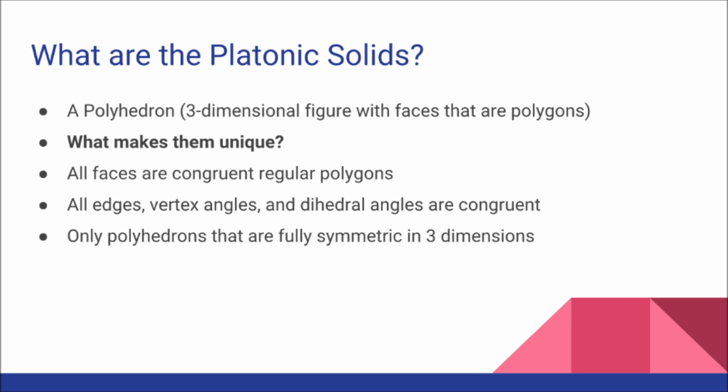Platonic solids are unique because all the faces are congruent regular polygons. All the edges are congruent. All the vertex angles, the interior angles of the faces, are congruent. All the dihedral angles, the interior angles formed by two adjacent faces and a common edge, are congruent. Consequently, Platonic solids are the only polyhedrons that are symmetric in 3 dimensions.